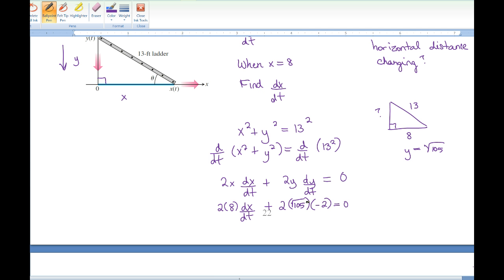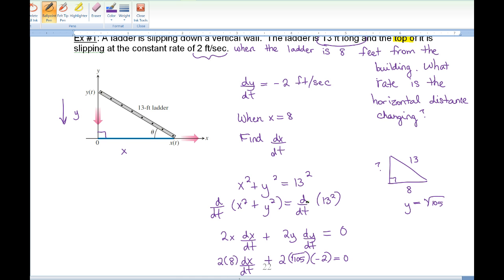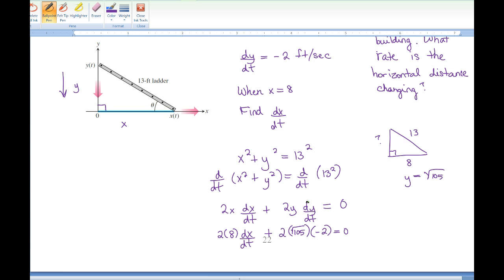Where'd you get the -2 from? Okay, so it's slipping at the constant rate of 2 feet per second. So that's when we have rate, just like velocity, when something's going in the positive direction, it's going to be positive. When it's negative, like falling down, going in the negative direction, going to the left, then we're going to put a negative in front. Anybody with a calculator?